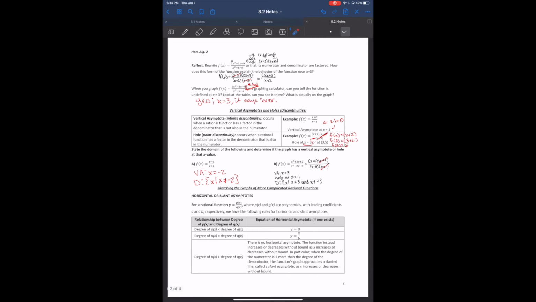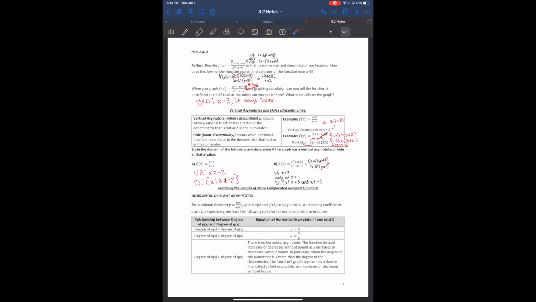Let's get into graphing the functions of more complicated rational functions. Okay, we already know how to identify the vertical asymptotes or the holes. We discussed that. Vertical asymptotes are still found by the denominator. But now that we know that there is a different type of asymptote, slant asymptotes, we need to be able to determine whether our function has a horizontal asymptote or a slant asymptote and where they are located.